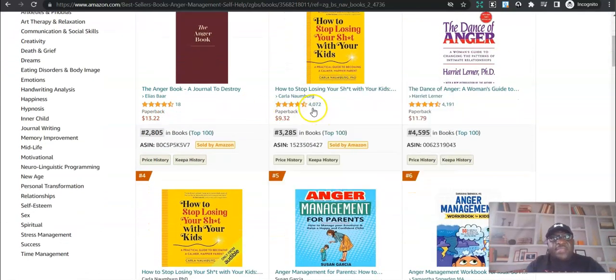So when I talk about competition, you see books like this. You see the number of reviews. You have 4,072. Man, there's no way you're going to compete with this book. There is absolutely no way. This is the kind of thing we'll be looking out for. We should be looking out for books that have fewer reviews, like 18, like this.